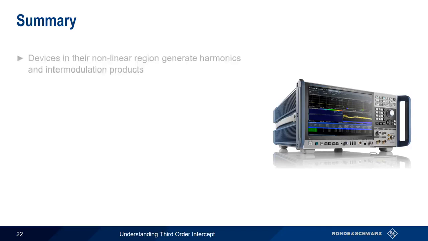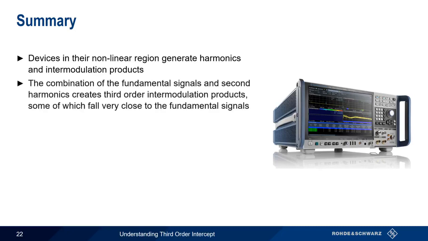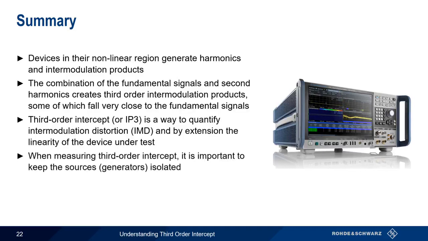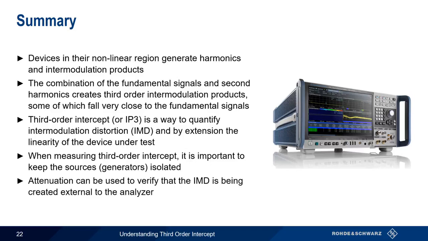So in conclusion, devices being operated in their nonlinear region will generate both harmonics and intermodulation products. The combination of the fundamental signals and second harmonics creates third-order products, some of which fall very close to the fundamentals and are therefore difficult to suppress or filter out. Third-order intercept, also called IP3, is the standard way of quantifying the level of intermodulation distortion, and, by extension, the linearity of the device under test. Source isolation is needed for ensuring valid measurement results, and attenuation can be used to verify that IMD is not being created within the analyzer itself.